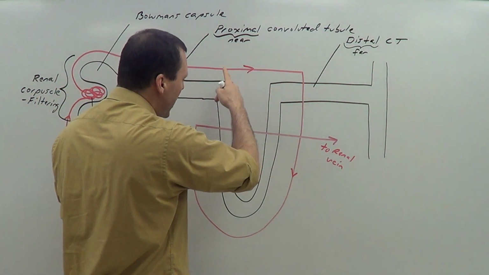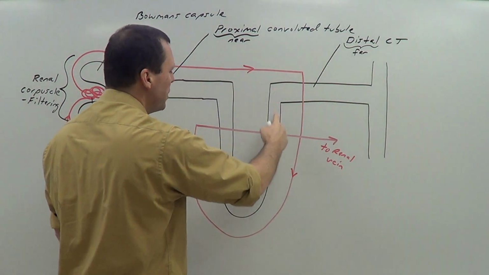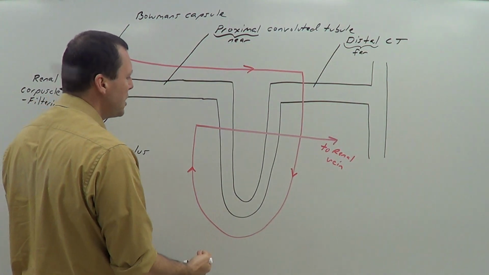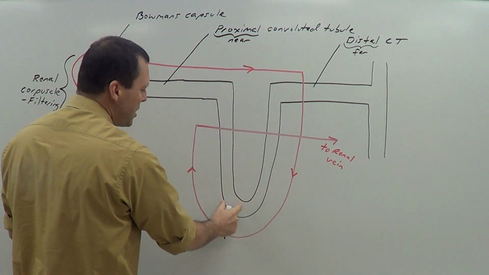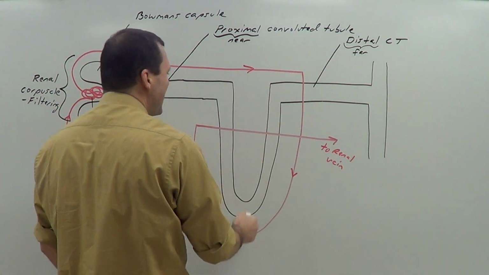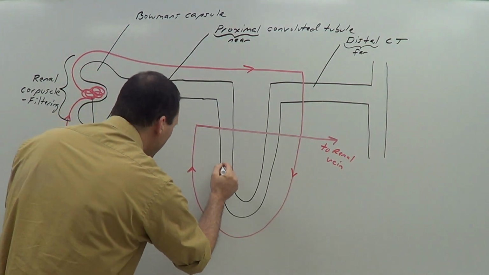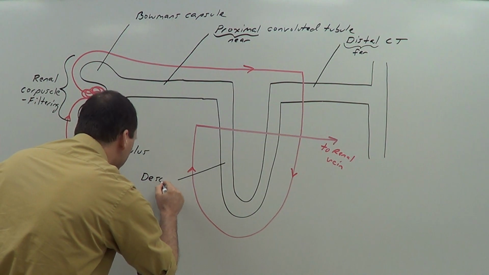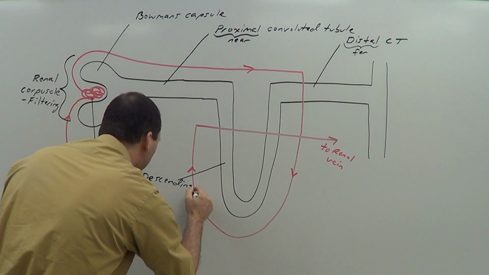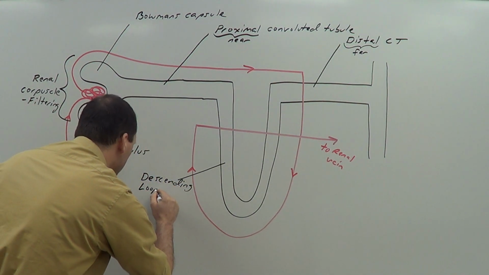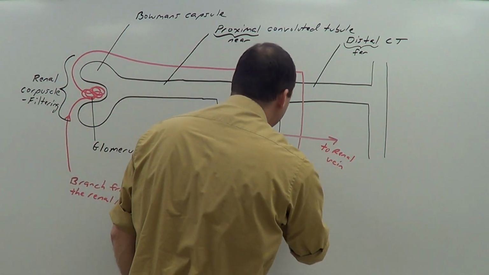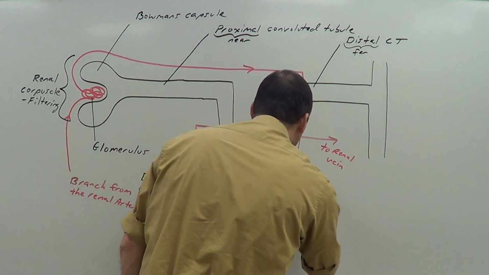And then we have this large loop here called the loop of Henle. And it's going to have two distinct parts to it. It's going to have a descending part and an ascending part or limb. So let's go ahead and label that. That's going to be our descending loop of Henle. And this will be our ascending loop of Henle.